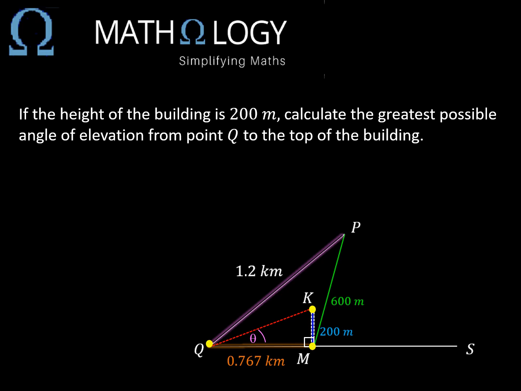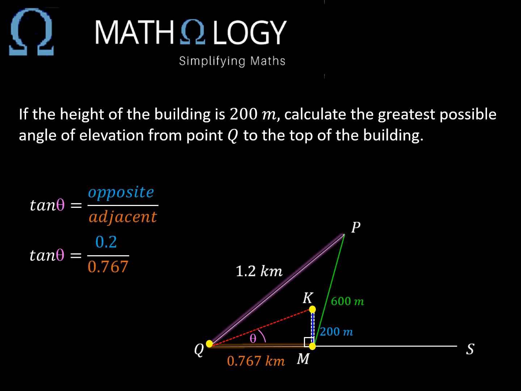Now that we know the length of QM, we can use a trig ratio in triangle KQM to calculate the size of theta, which is the angle of elevation from Q to the top of the building. Relative to the angle theta, KM, which is the height of the building, is the opposite side, and QM is the adjacent side. So, tan theta equals 0.2 over 0.767. Therefore, theta equals 14.6 degrees.